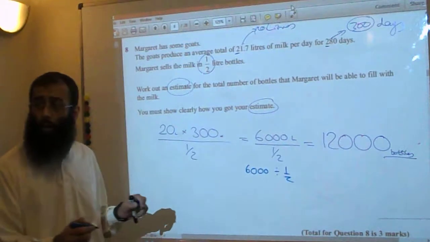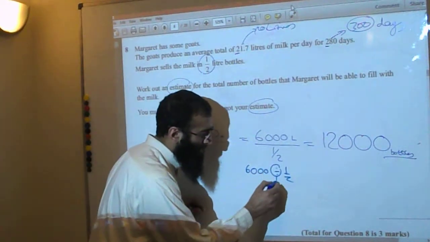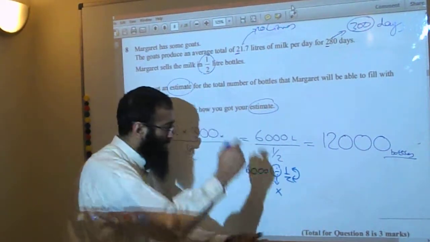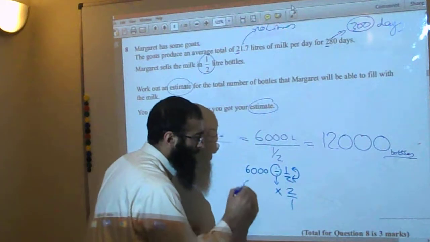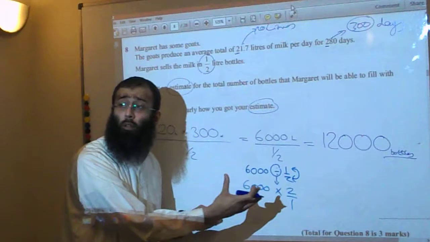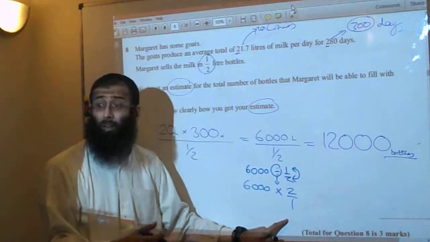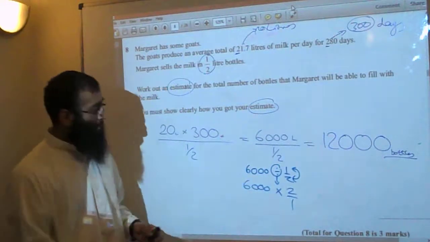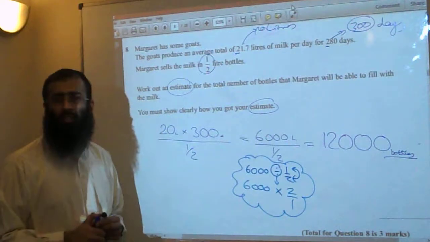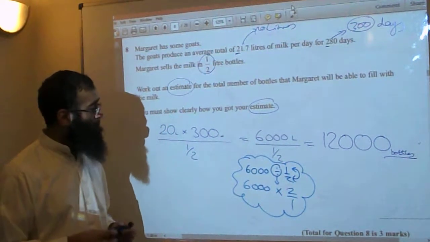When you divide by any fraction, the divide sign quickly becomes a times, and the second fraction quickly turns upside down. So 6,000 divided by a half becomes 6,000 times 2 over 1. 6,000 times 2 is 12,000, and 12,000 divided by 1 is still 12,000. Done. That is the mathematics behind the example of the 6,000 cakes from Tesco, divided into half pieces.